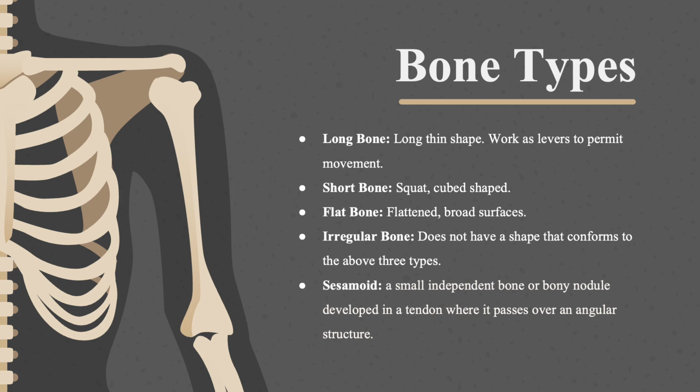As I stated previously, there are bone types. The long bone is a long, thin-shaped bone, and it works as a lever to permit movement. The short bone is a squat, cube-shaped bone. The flat bone is a flat and broad surface bone. And then the irregular bone does not have a shape that conforms to the above 3 types. And then a sesamoid bone is a small independent bone or a bony nodule developed in a tendon where it passes over an angular structure.